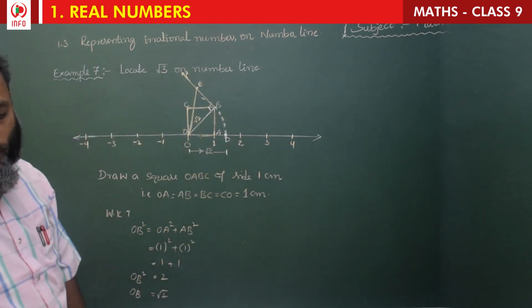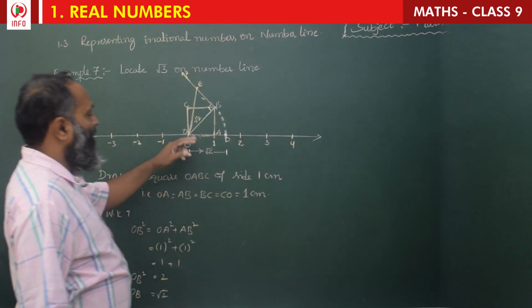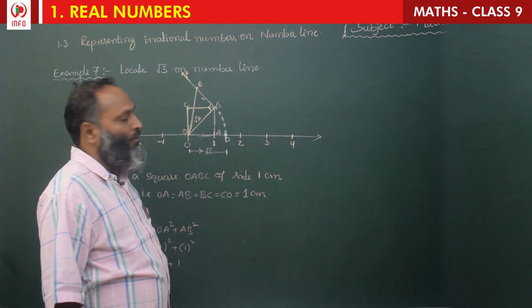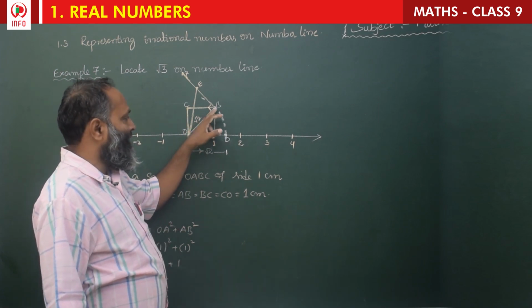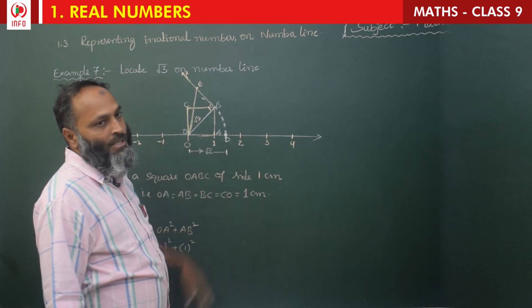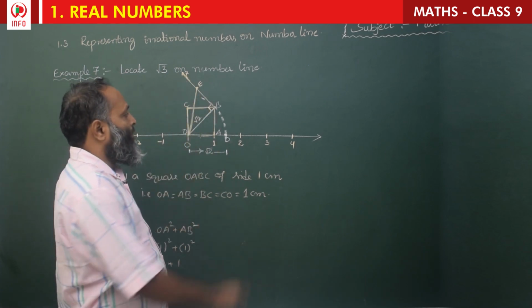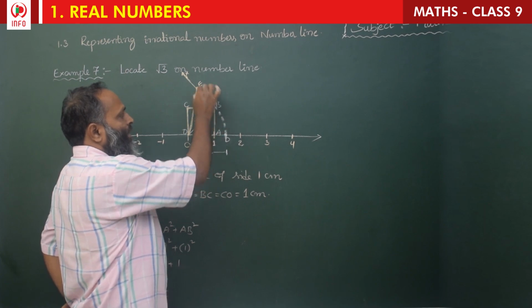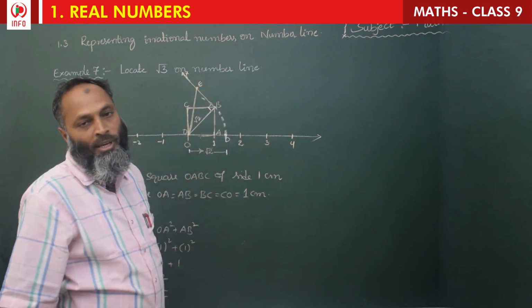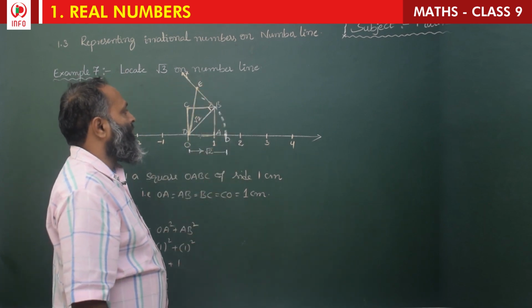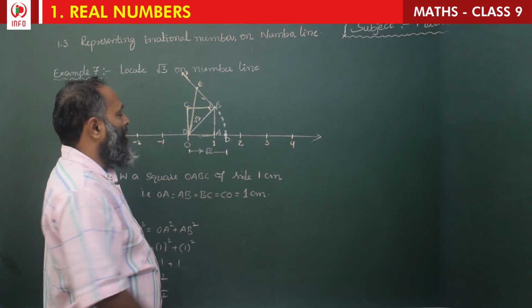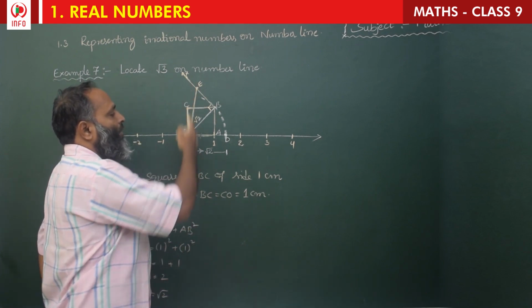This is OE. So what should we do? After constructing root 2, with B as the center, we should take 90 degrees. That is the BX ray, which is 90 degrees. Now from point B, with the help of a scale, we should mark a point on BX which is 1 centimeter from B to E. Now join OE.